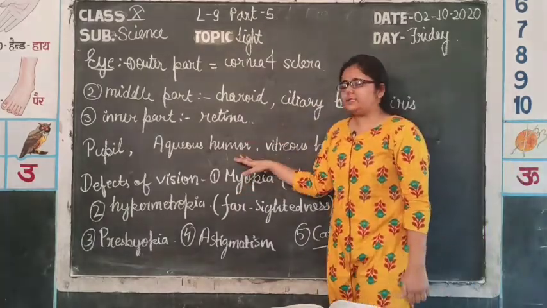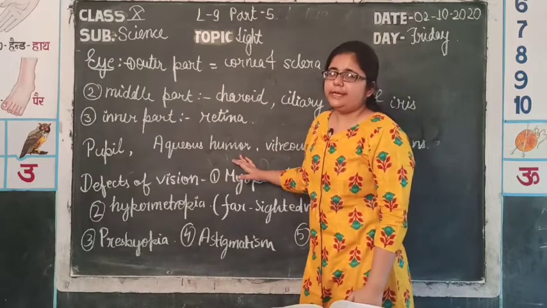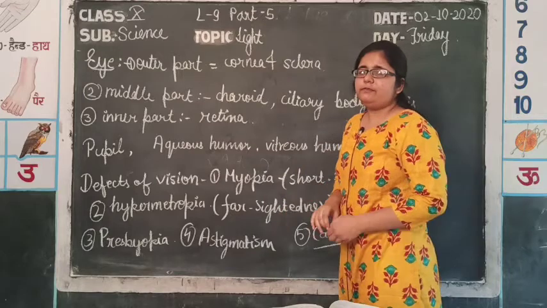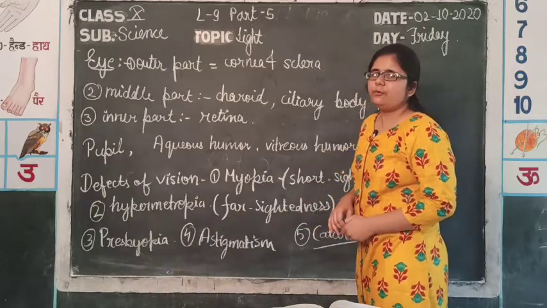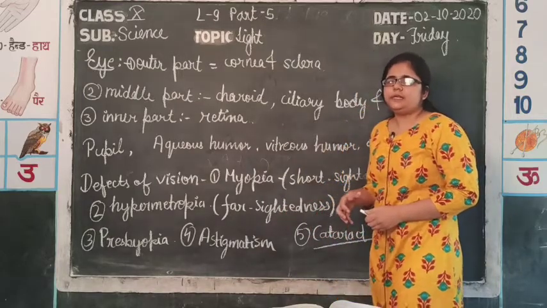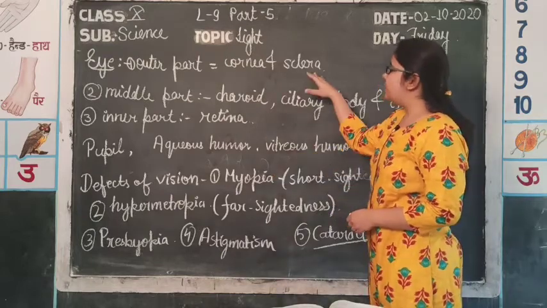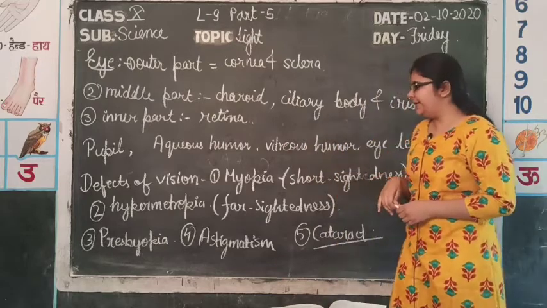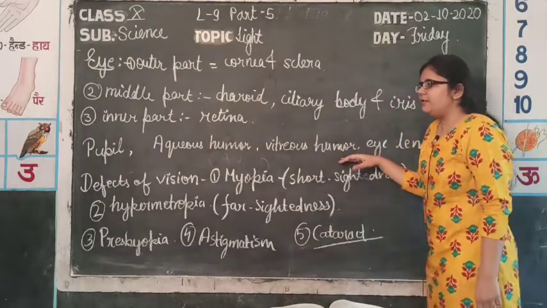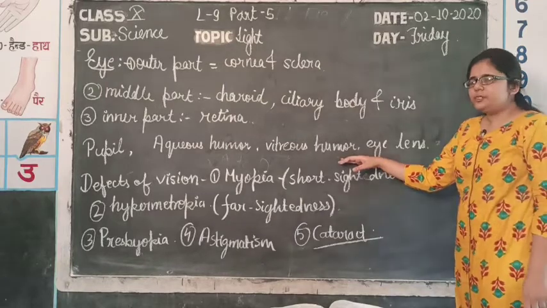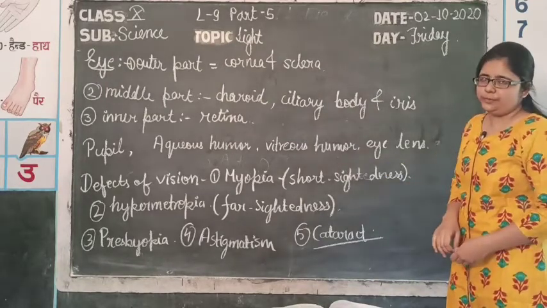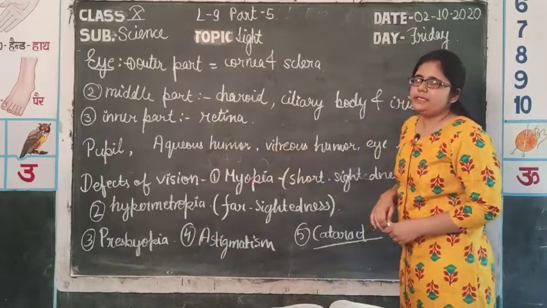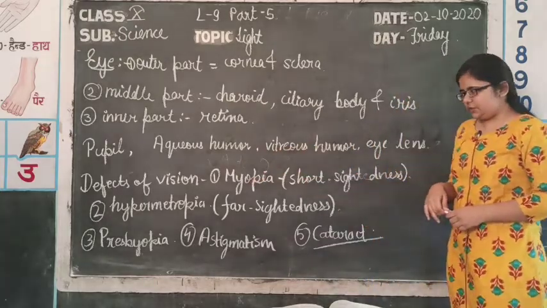Then comes a fluid structure, that is aqueous humor. It is present between the cornea and the eye lens. It is a fluid-like structure in which the concentration of protein is low. It helps in refraction, that is, it supports the cornea in refraction. It also provides nutrition to the cornea and lens. The second type of fluid-like structure, which is much more jelly-like, is the vitreous humor. These two provide pressure to the eyeball, which maintains the shape of the eyeball as a spherical structure.